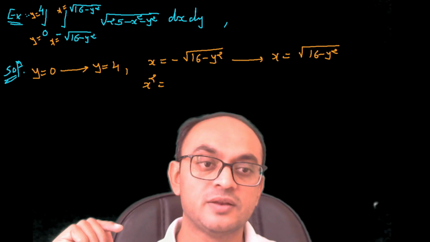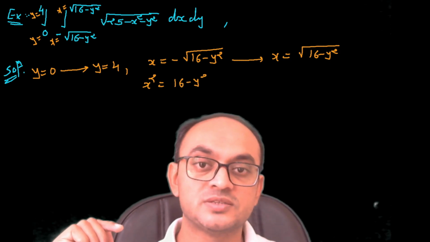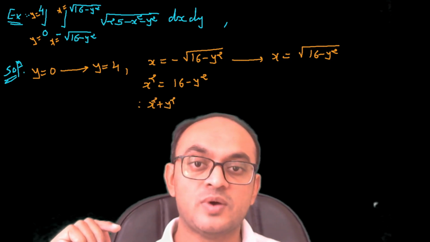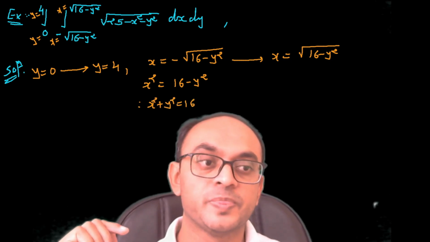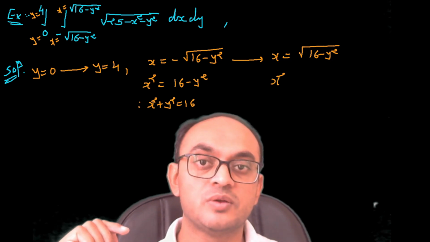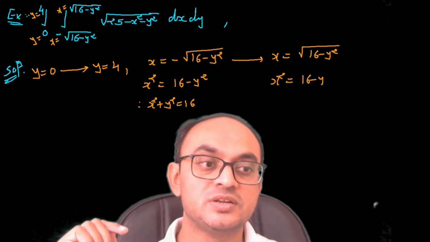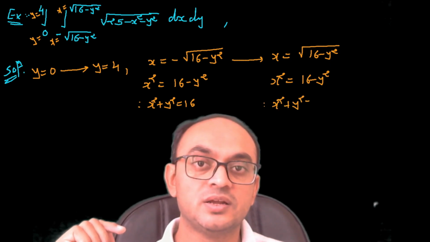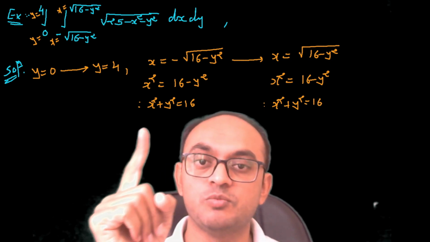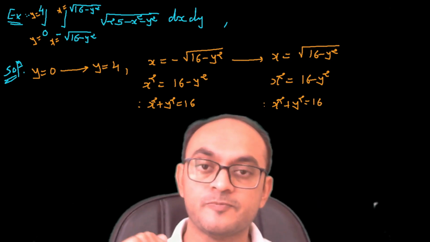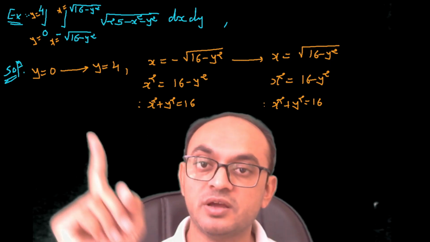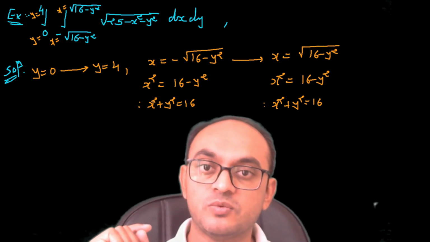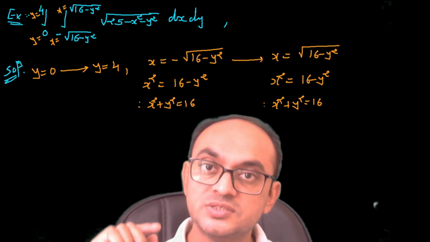So this is x square is equal to 16 minus y square, and therefore x square plus y square is equal to 16. For this also, let us take square both sides. So x square is equal to 16 minus y square, and therefore x square plus y square is equal to 16, right? So both the curves, this one and this one, are same. So total 3 curves I have: y equal to 0, y equal to 4, and x square plus y square equal to 16. So let us draw these curves first.